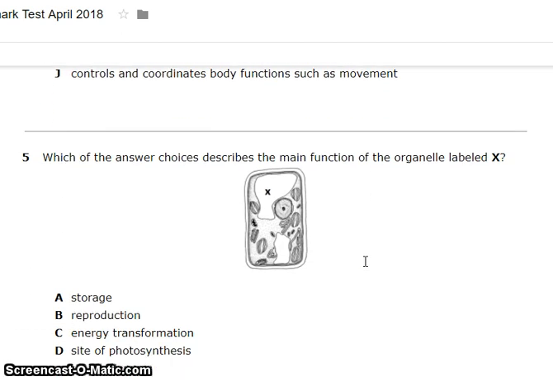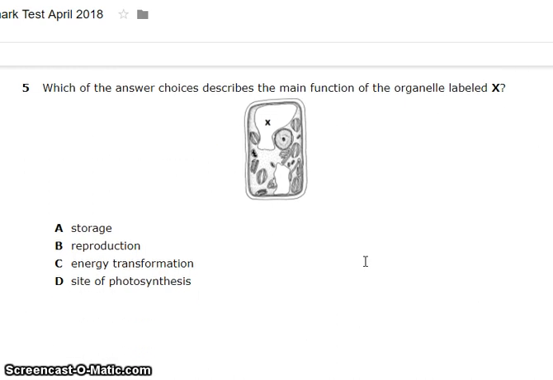Number 5. Which of the answer choices describes the main function of the organelle labeled X? A. Storage. B. Reproduction. C. Energy transformation. D. Site of photosynthesis.